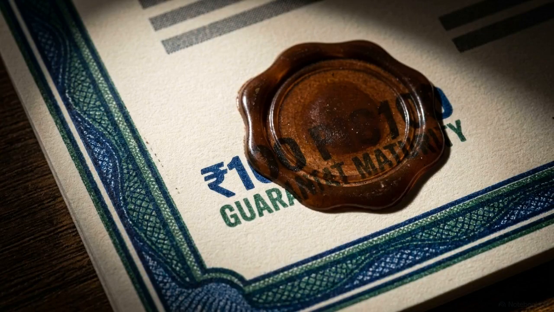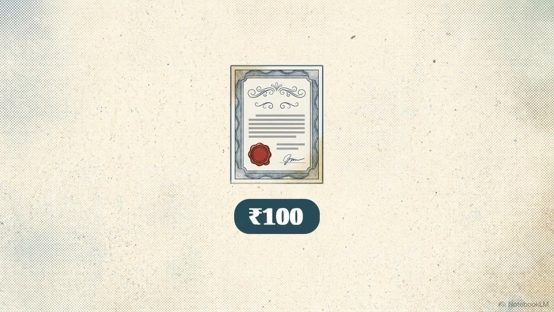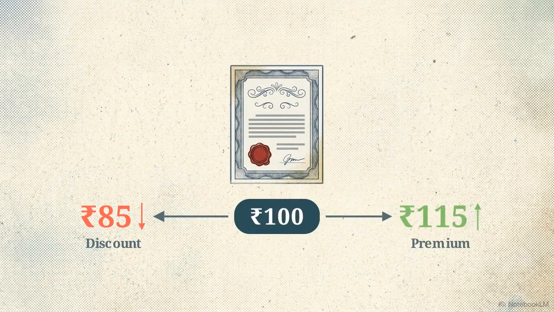Justify your answer. That brings us to the core mystery for our next module. If the government's promise to repay your 100 rupees at maturity is absolute, why might that exact same bond trade for 85 rupees or 115 rupees tomorrow morning?